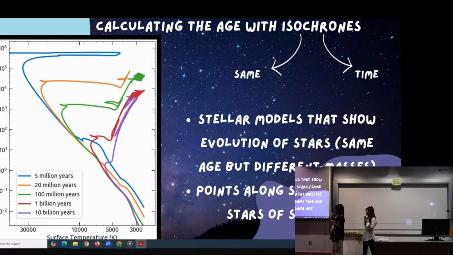An example of how we apply the isochrone to our data is if we placed a point, which is a star, on one of these lines. This means that this star is that age. So if we put a point on the 5 million year isochrone, this means that the star is basically 5 million years old.